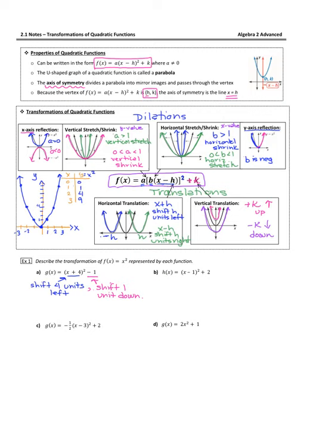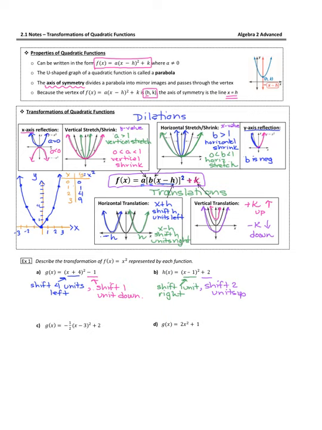In example B, again, inside the parentheses is horizontal, so that is going to shift 1 unit in the, I'm bad with my right and my left, 1 unit, that's why I always say in the positive direction, which is right. And here we have the plus 2 is outside the parentheses, so that is going to shift 2 units up.